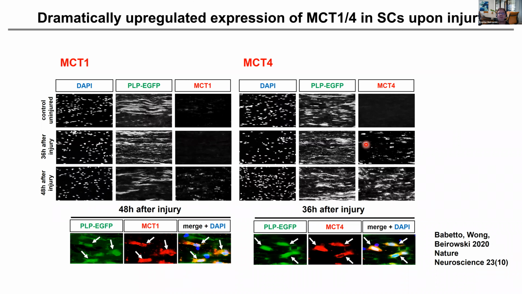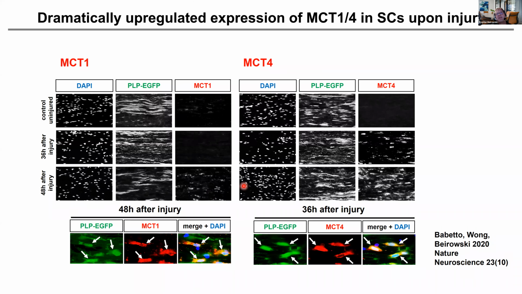Another observation that we had that supports our model was the expression of the monocarboxylate transporters. So the monocarboxylate transporters expressed in Schwann cells are mainly MCT1 and MCT4. So these are isoforms that are known to facilitate the release of pyruvate and lactate, especially MCT4. So they have low affinity for these metabolic substrates in contrast to neuronal monocarboxylate transporters.